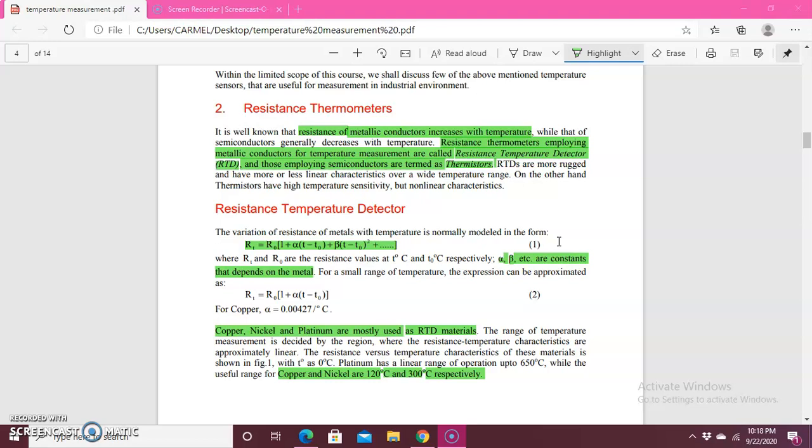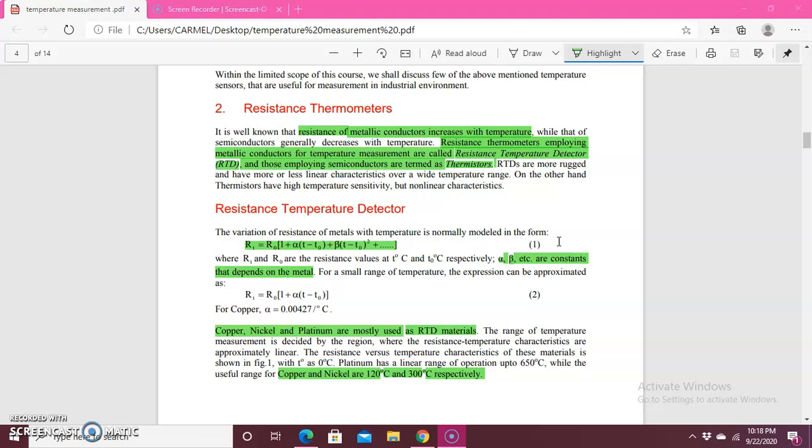The variation of resistance of metals with temperature is in the form R_T = R_0 [1 + alpha (T - T_0) + beta (T - T_0)^2]. What are alpha and beta? They are constants, which are specific to the metal. R_T is the total resistance, and R_0 is the initial resistance at the initial temperature T_0 degree centigrade. So finally R_T = R_0 [1 + alpha (T - T_0)].